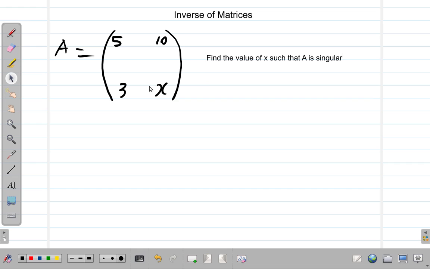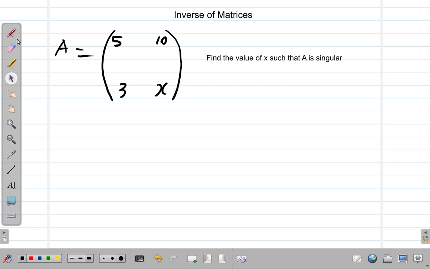Now, you'd have to look back in your notes that you made earlier from the previous video to see how to deal with getting the inverse of this matrix. All right, so pause the video and do that. Okay, so you have paused the video and you have found the value of x for which A is a singular matrix.